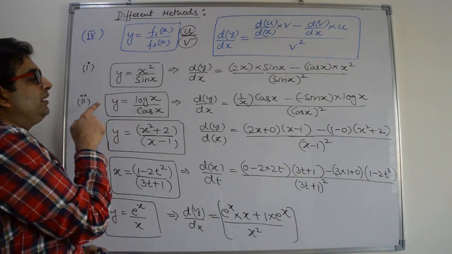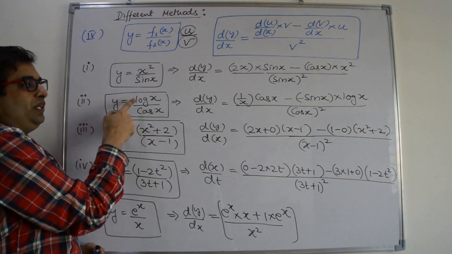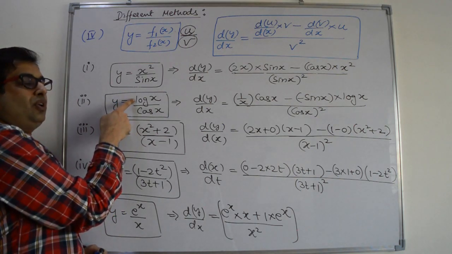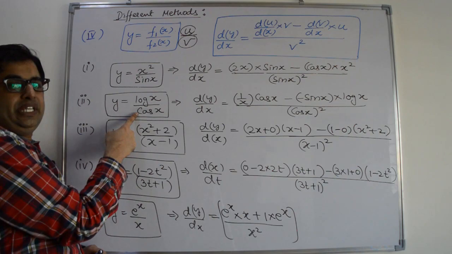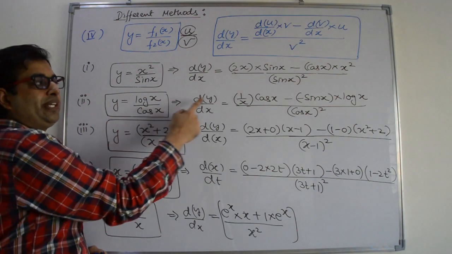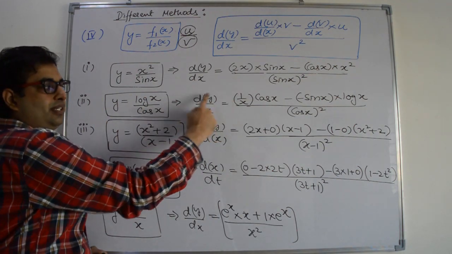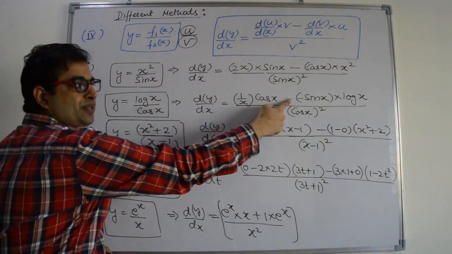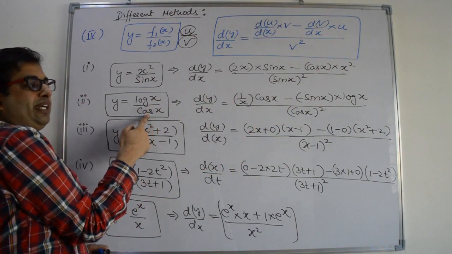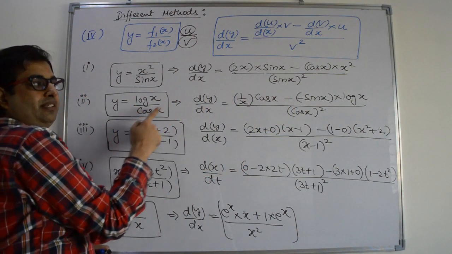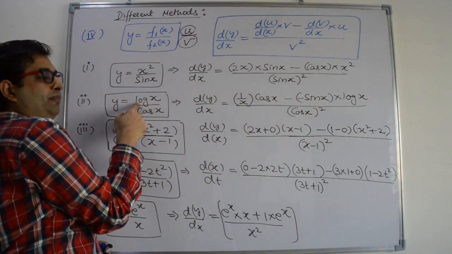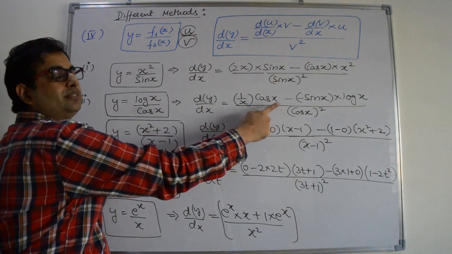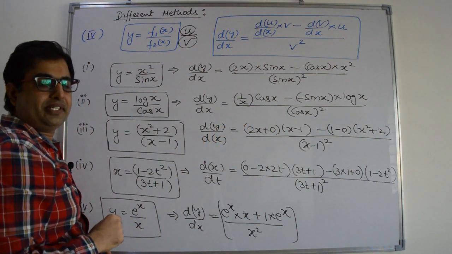Right? Second example. y equal to log x divided by cos x. Log x is f1 or u and cos x is v. First differentiate the numerator, 1 by x. Then multiply the denominator cos x. Put a negative sign. Differentiate the denominator, minus sign. And multiply the numerator. Divide by the denominator whole square, cos square x. Got it?